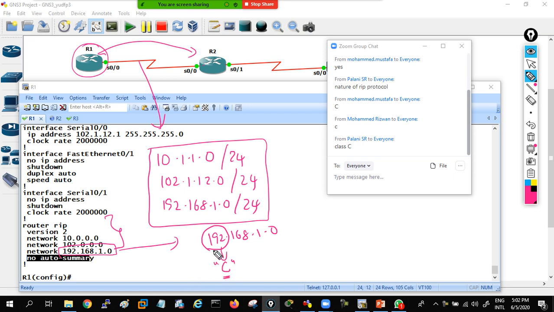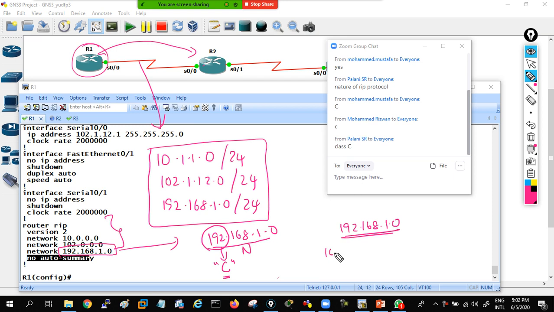So class C is nothing but there are three network octets. So directly it knows that this is class C. Are you understanding, sir? Okay. So that's why it will keep exactly the same 192.168.1.0. Are you clear? You understand, sir? This is the nature of the routing protocol RIP. What exactly is it going to do?